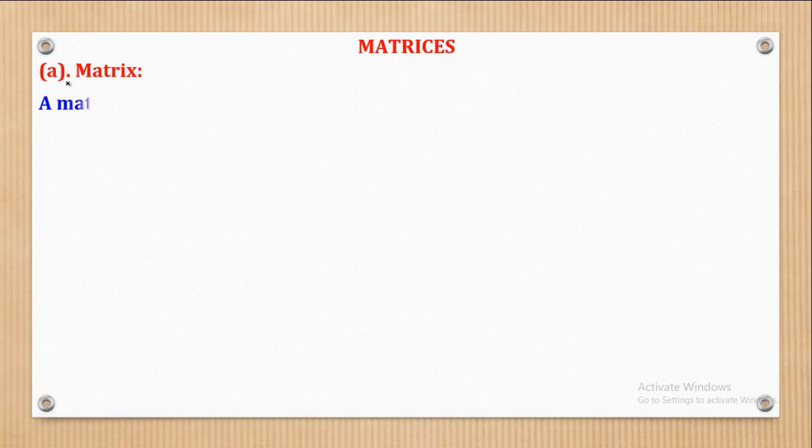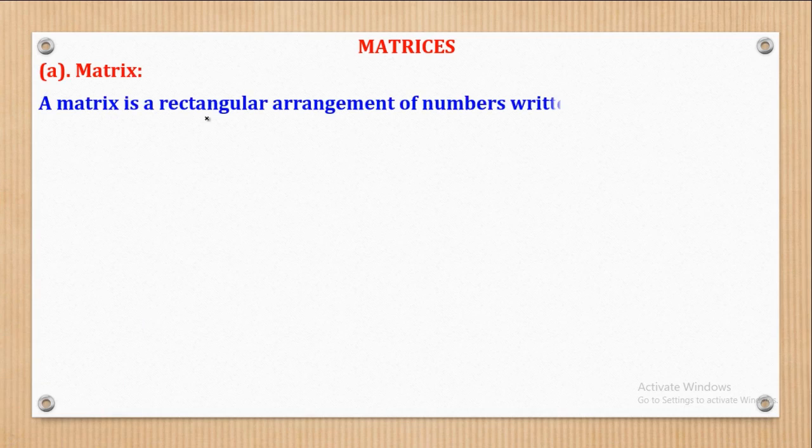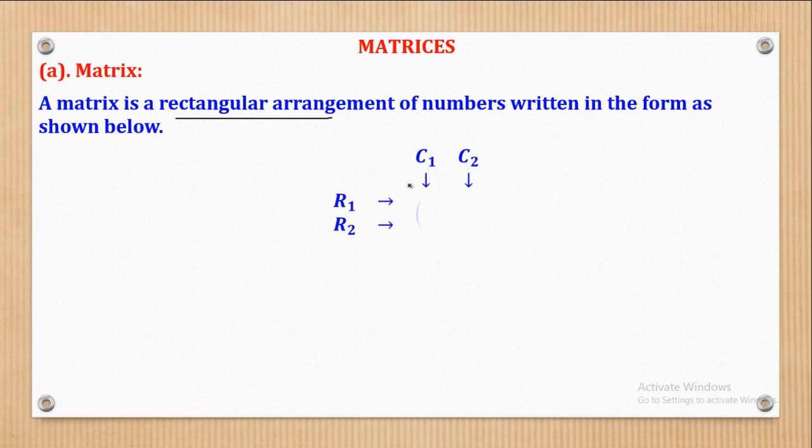A matrix is a rectangular arrangement of numbers written in the form as shown below. Our interest is this form. If numbers are in that form, we shall call it a matrix. Now R1 represents the first row and R2 represents the second row. Then C1 represents the first column and C2 represents the second column.